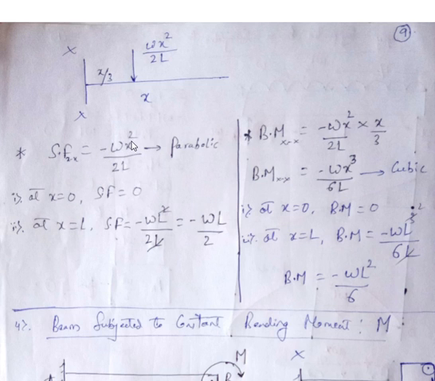Look at the variable x. x varies from 0 to L. The maximum power is 2. 2 in the sense parabolic variation. So when I am plotting shear force for this case, then the curve will be parabolic. For shear force, the curve will be parabolic.